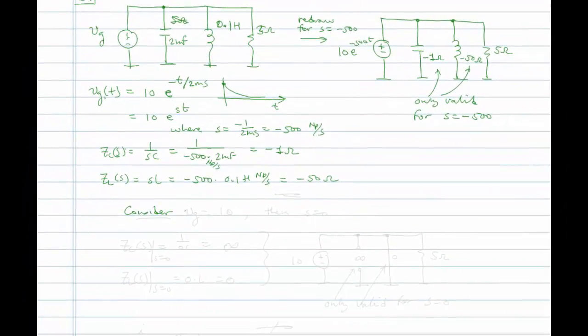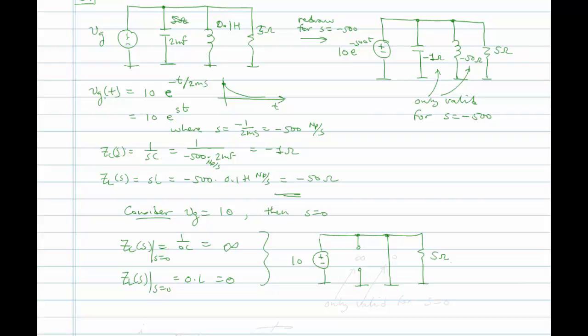So consider VG equal to 10. Then we would have S is equal to 0, right? Well, Z of C of S, let's say at S equals 0, is going to be 1 over 0 C, so it's going to be infinity, right? And ZL of S is going to be equal to 0 times L, or 0. So now we can draw our circuit, where we have an open, and we have a short, and we have our 5 ohms. Right? And we did this even before we had impedance in our toolbox, but now it confirms our findings from previously. Again, this is infinite, this is 0. These are only valid for S is equal to 0.